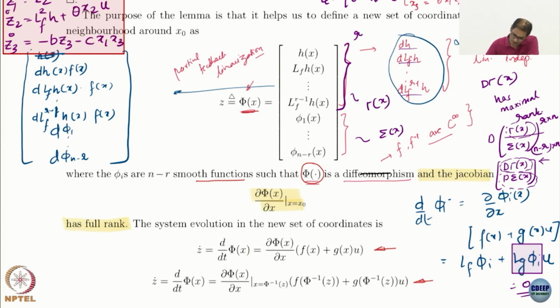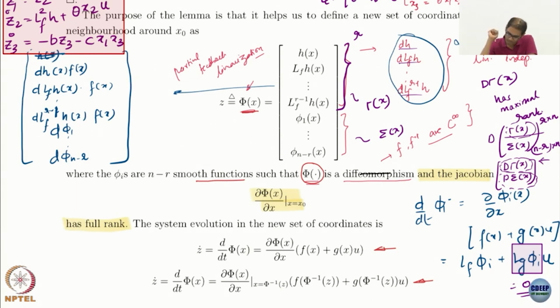So basically, that's what we are saying. These phi i's are n minus r smooth functions, such that this entire map capital Phi is a diffeomorphism, and the Jacobian has full rank. It is not an and, by the way. Diffeomorphism is equivalent to the Jacobian being full rank. If you want to check that a nonlinear map between the same number of variables is a 1-1 onto invertible smooth map, you just have to take its Jacobian and verify its invertibility at a particular point, obviously. It is a nonlinear map, so you can verify invertibility only at a particular point. It is almost like linearization actually, if you think about it.